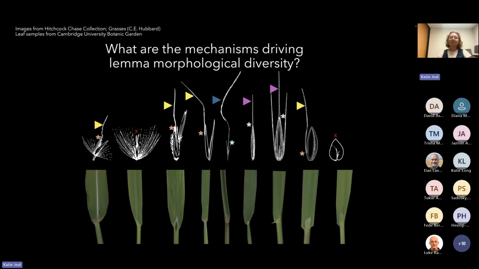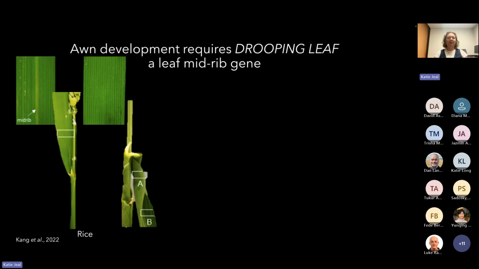And this brings us to the questions that we're interested in in our lab. What are the mechanisms that are driving this lemma morphological diversity, given how consistent these leaves are? How can two organs with the same developmental program show such differences in morphological diversity? To address this, previous work in our lab by PhD student Erin Pattinson investigated how conserved leaf patterning genes function within the lemma. Her work focused on the gene drooping leaf, which was originally identified as a leaf gene, with loss of function preventing the development of the leaf midvein, resulting in this drooping leaf phenotype seen here in rice.